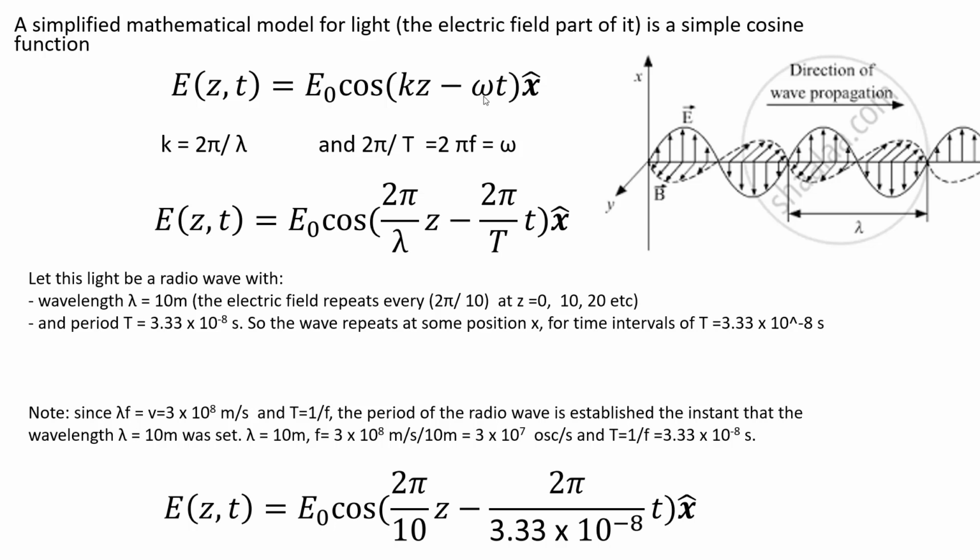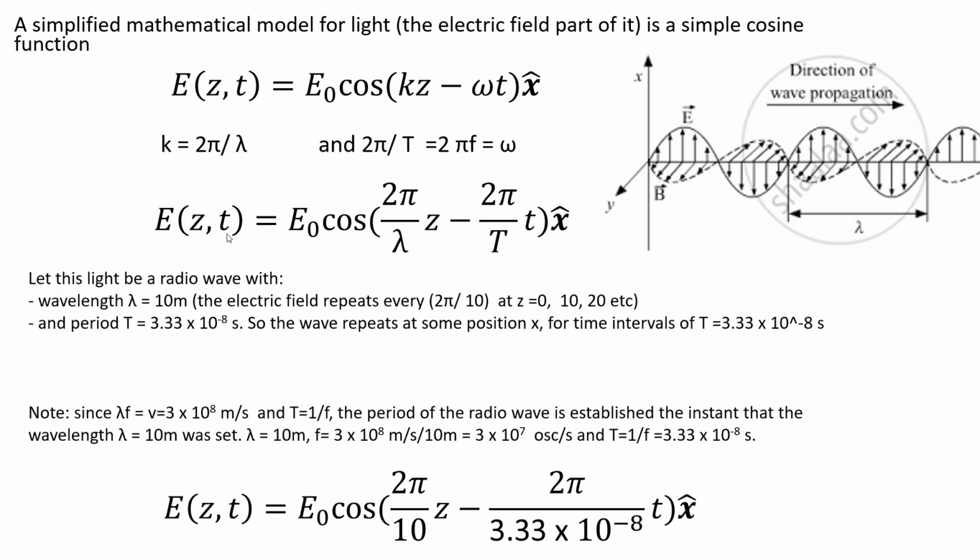Omega here looks like a W. Omega is defined as 2 pi times the frequency, which is also equal to 2 pi over the period. The period is the time it takes for the wave to repeat itself. So how long does it take to go from here back to here, where it starts again? This time is referred to as the period. So what I've done here is I've substituted 2 pi over lambda for k, and 2 pi over T for omega. So this equation becomes this equation.